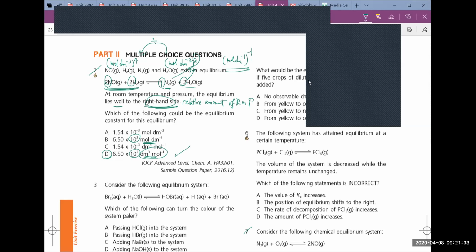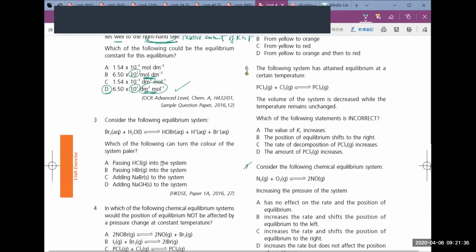Zhu Gaming, tell me. Show me your understanding. Question 3. Consider the following equilibrium system. Bromine water. Which of the following can turn the color of the system paler? So to start with, you have to get to know the color of those. Which one is color? Bromine is the only colored species. How about the others? All those they are colorless.